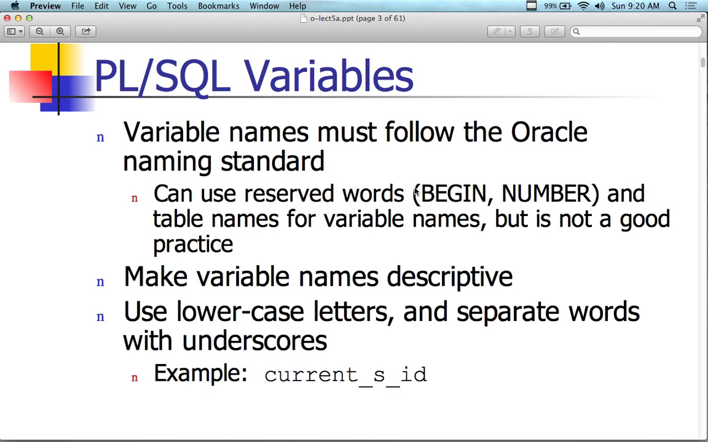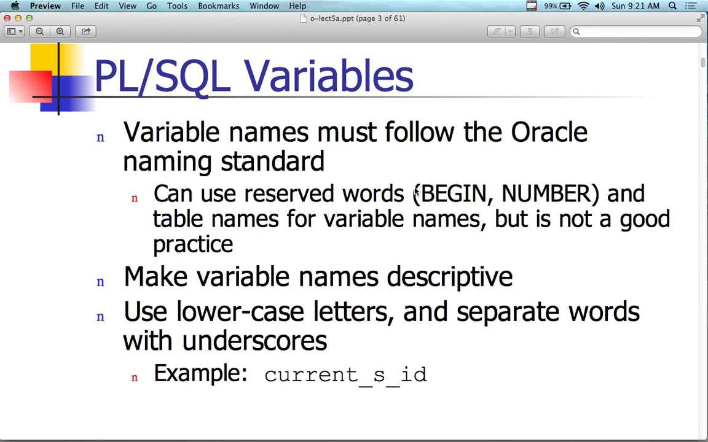So variable names have to follow the naming standards of Oracle because it's working with Oracle, and it's Oracle's language, by the way. You can use reserved words like begin, number, and name and table names for the variable names. But it's not a good practice because then you get confused. If you called it students and the name of the table is also called students, you might end up with a situation where there's a lot of confusion going on.